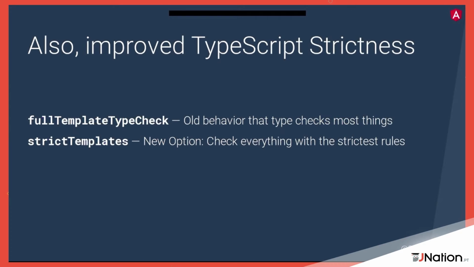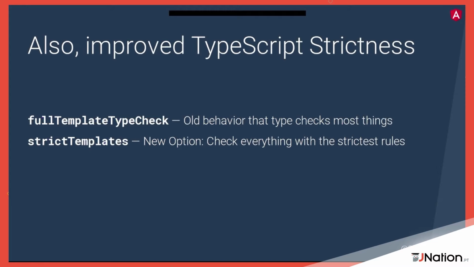Another of the capabilities that we've done to improve debugging is that we've added improved TypeScript strictness. So for a long time, we've had this thing called full template type check, which basically says that we should check most of the things in the template. But there were actually gaps in that. We weren't type checking dynamic templates, for example, within an ngIf or within an ngFor. So there were some places where we weren't actually enforcing the right type checking. So we have a new option in order to allow a compatible, slow migration into this called strict templates. So what this new option does is it follows the strictest rule.